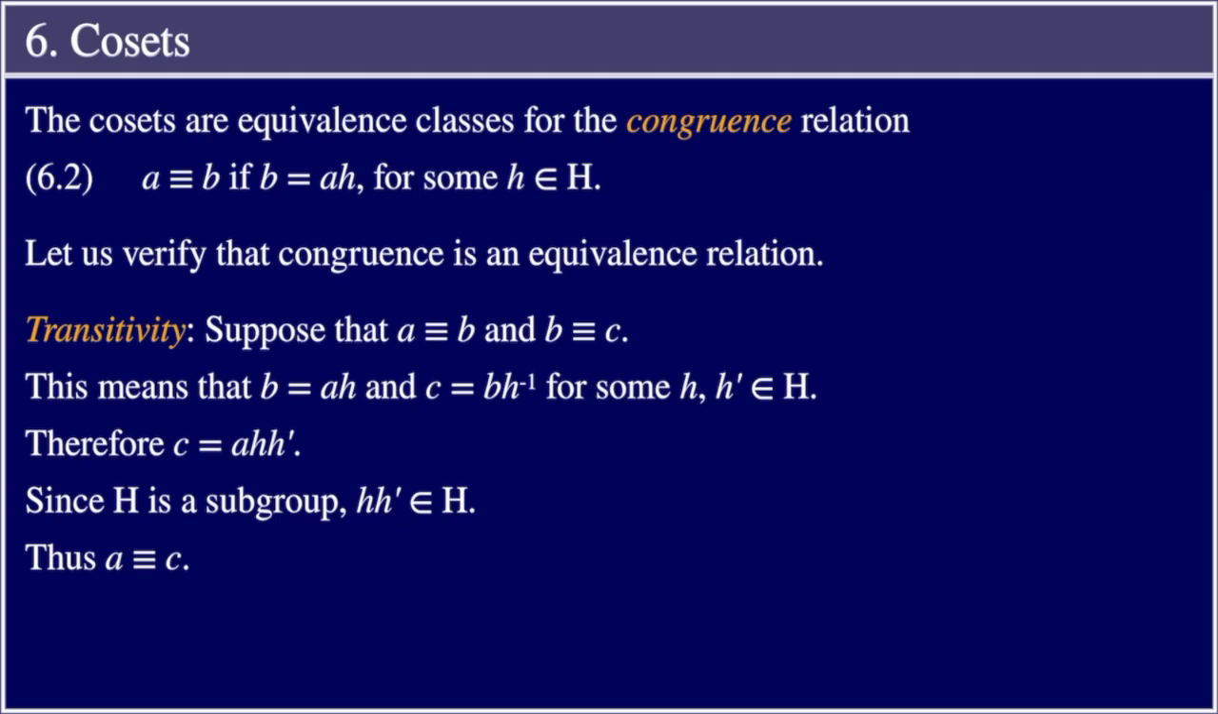Let us verify that congruence is an equivalence relation. Transitivity. Suppose that a is congruent to b and b is congruent to c. This means that b is equal to ah and c is equal to bh' for some h and h' members of H. Therefore, c equals ahh'. Since H is a subgroup, hh' is a member of H. Thus, a is congruent to c.